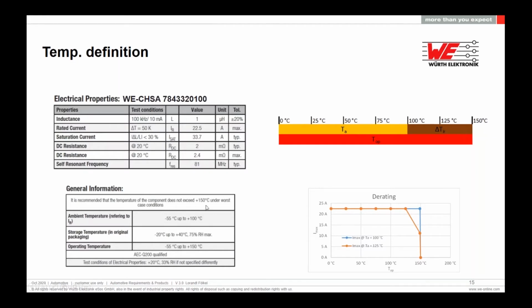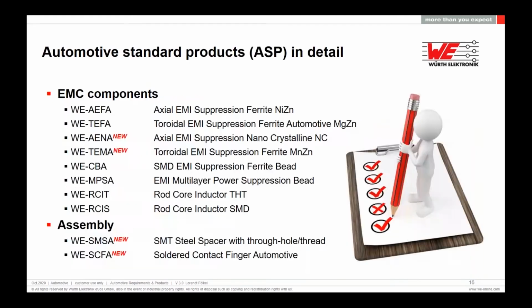So take care about this maximum ambient temperature, because if you have an ambient temperature like 125 degrees, you cannot apply the maximum rated current anymore. You must use derating. So you can derate the current, and if you take care about derating the current, you will be able to reach the 150 degrees Celsius, and then it's no problem to use this component. There are some different components in EMC and also for assembly, which are standard automotive products.